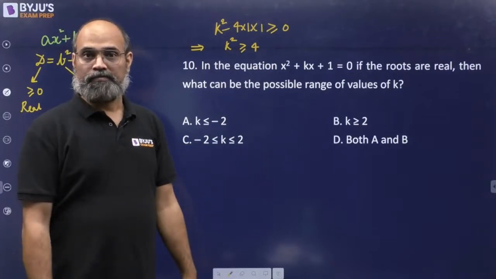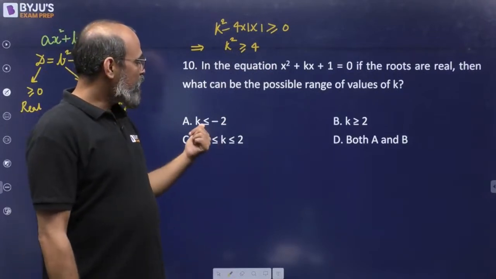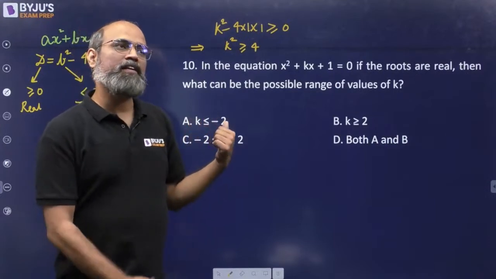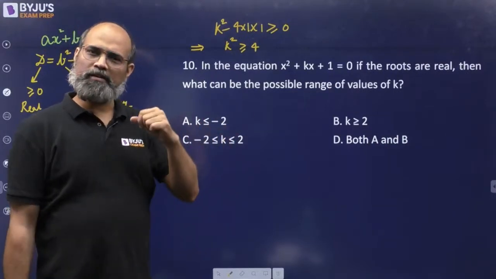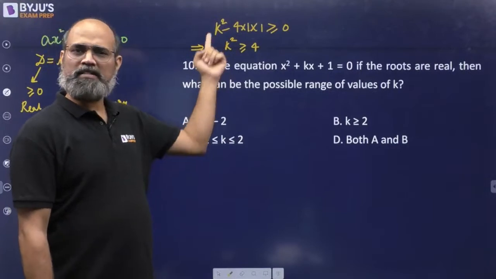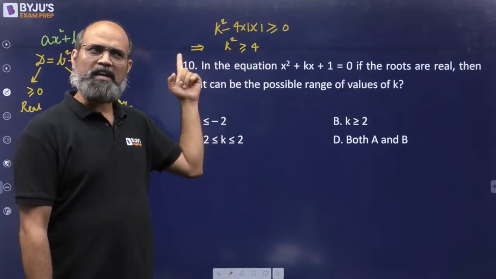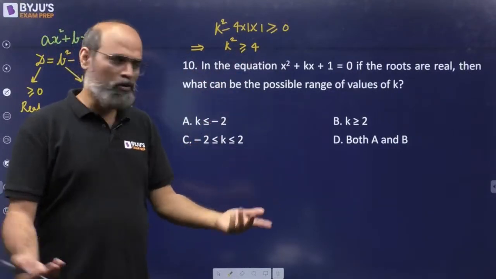Absolutely. Right? If I take k less than or equal to -2, and I take -10, and put -10 here, -10 squared is greater than or equal to 4, as in 100 is greater than or equal to 4. Absolutely true.